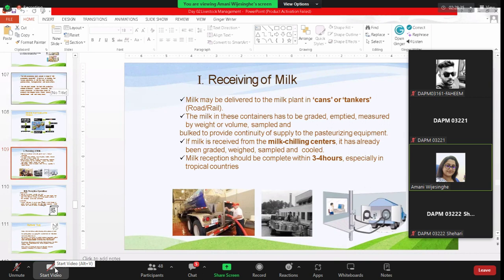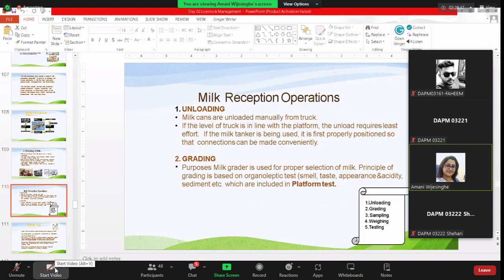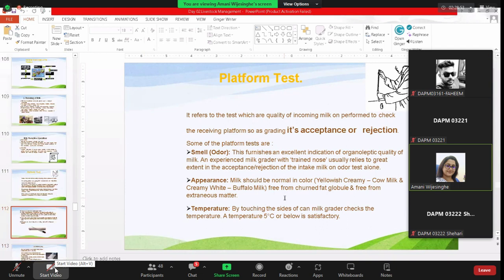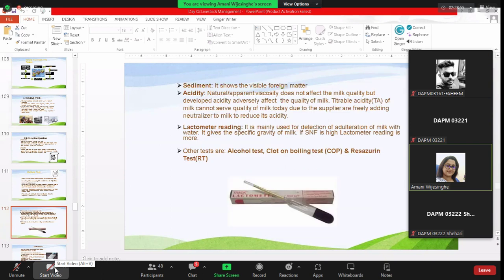Why do we need the platform test? To check whether there are any unwanted things or unwanted chemicals. Acceptance or rejection is decided by the platform test. The smell, appearance, odor and temperature are all checked under the platform test.